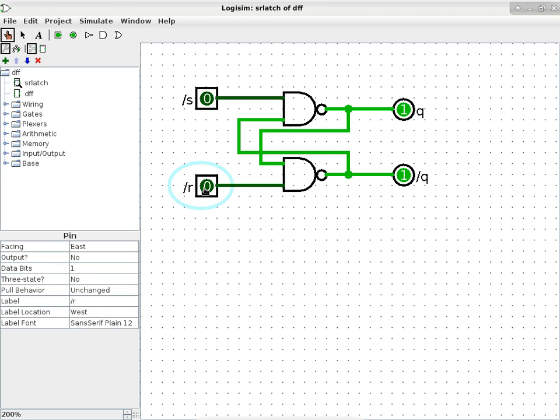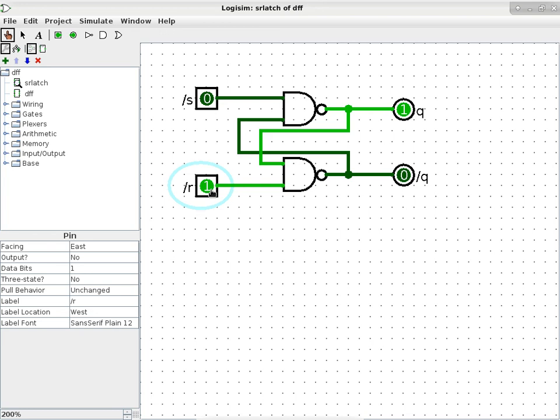So that means we're going to change the output over here. /Q will go from a 1 to a 0, but Q itself is not going to change. Is that okay? All right, so let's check it out. So we'll click this. Sure enough, that's exactly what happened. That's kind of cool.